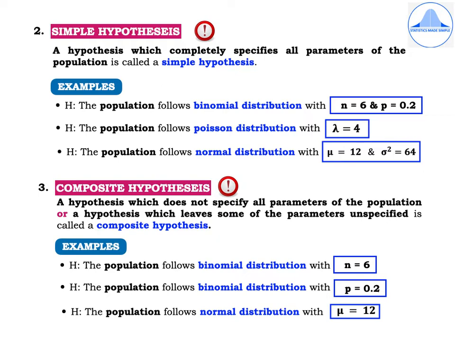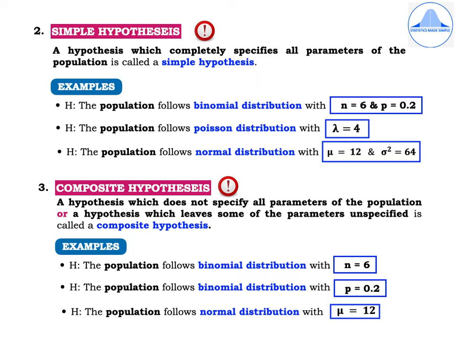Second definition is a simple hypothesis. A hypothesis which completely specifies all parameters of the population is called a simple hypothesis. First example, H denotes the population follows binomial distribution. So we know that the binomial distribution has two parameters n and p. So if we specify the values for both n and p, then that statement becomes a simple hypothesis.